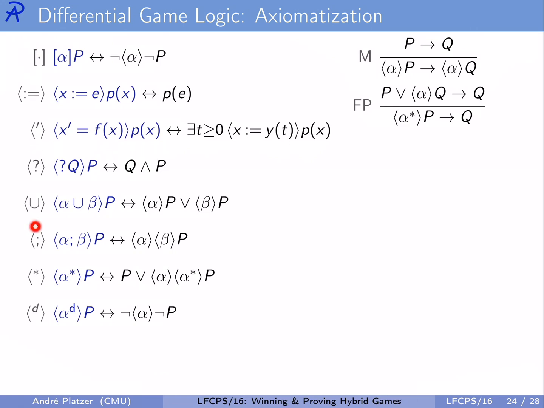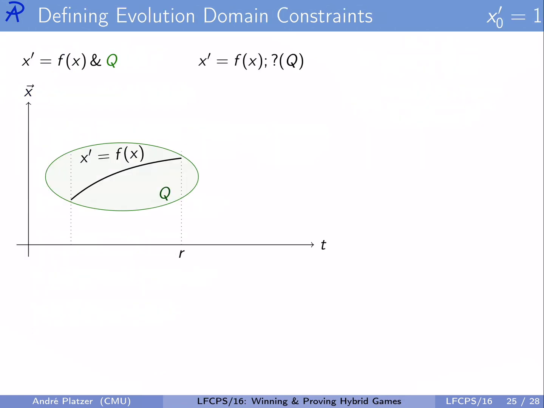How can we augment this and any other reasoning principle for differential equations in hybrid games land to capture evolution domain constraints? Well, if we're following a differential equation within an evolution domain constraint Q, then x prime equals f of x within Q, how does that compare to properties of differential equations and hybrid games that do not mention an evolution domain constraint? Well, here's a candidate.